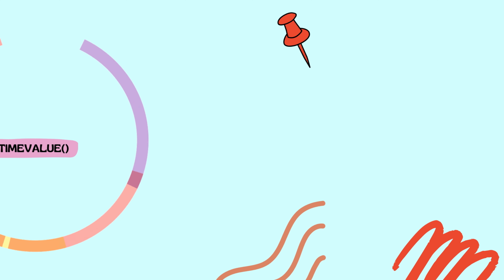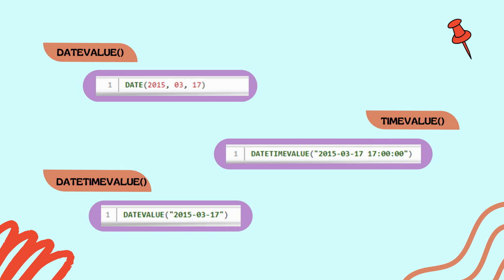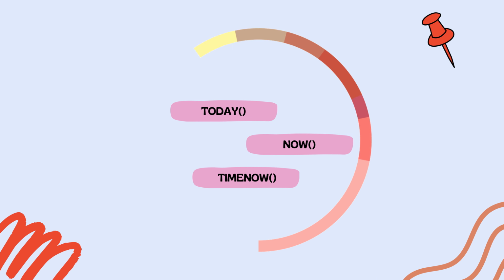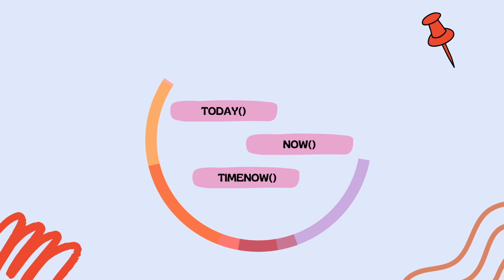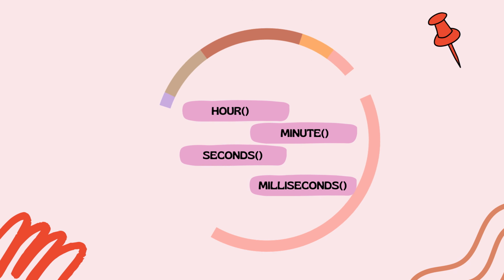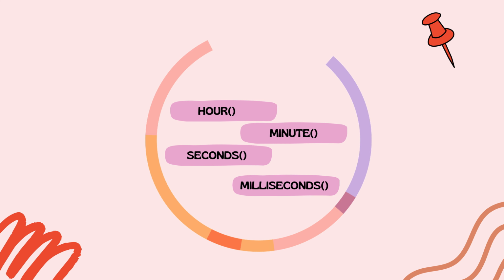Let's walk through some real-world examples. Here are some examples of date value, date/time value, and time value. To find the current day as a date value, use TODAY. To find the current moment as a date/time value, use NOW. These functions are useful for finding dates in the future or past, and to get the current time, use the TIMENOW function. Additional functions like HOUR, MINUTE, SECOND, and MILLISECOND provide granularity in your calculations.